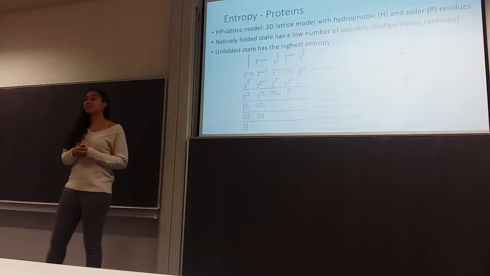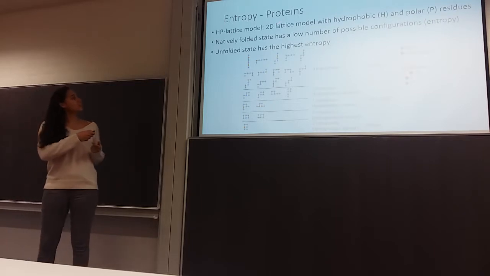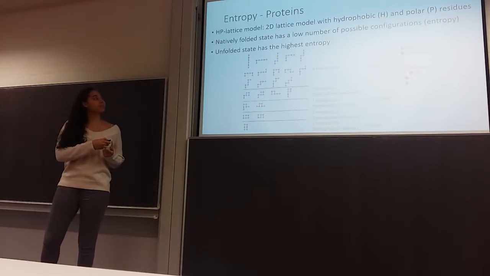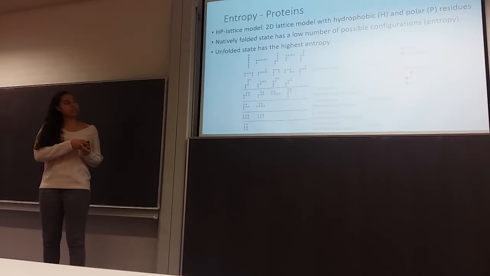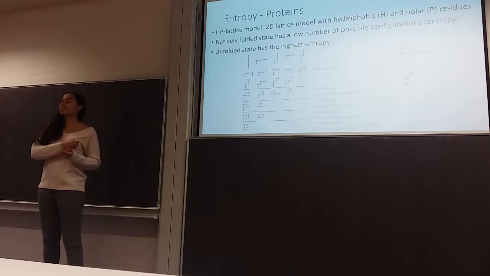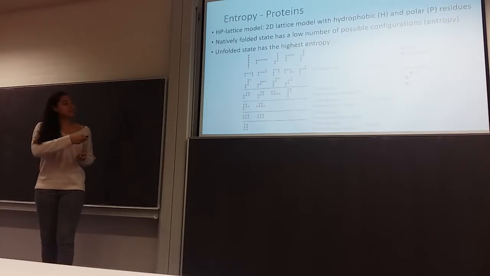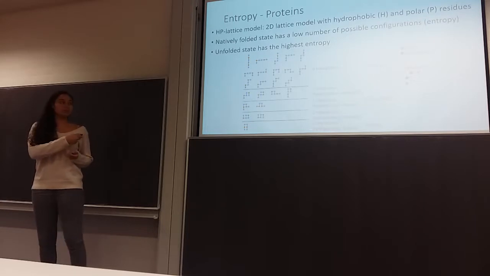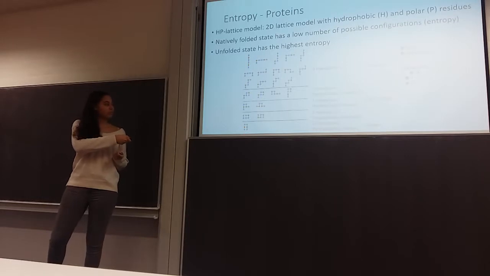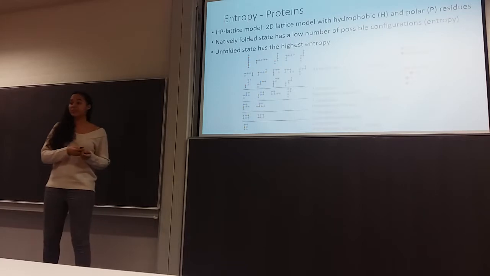If we do it on proteins, you've already seen this picture before as well. If we take a 2D lattice model with hydrophobic amino acids in yellow and polar amino acids in blue, and it's a 6-residue peptide, then these are all the conformations that this protein can be in. You see that if it's unfolded, there are many, many states, and if you go to the native, folded state, there's only one way to be in this state. So there's a very low entropy for the folded state and a very high entropy for the unfolded state.